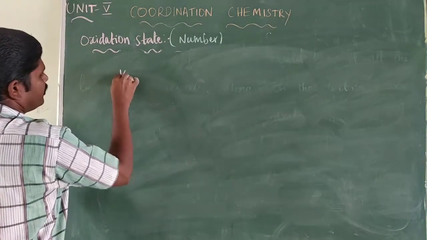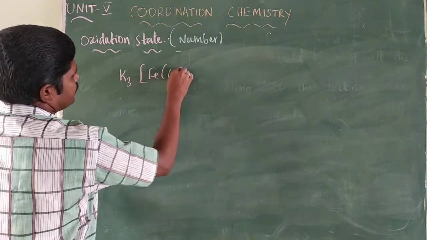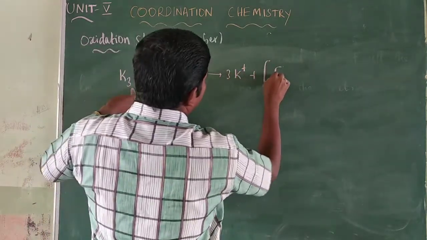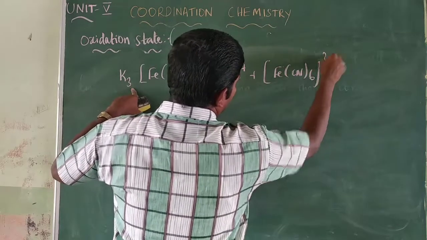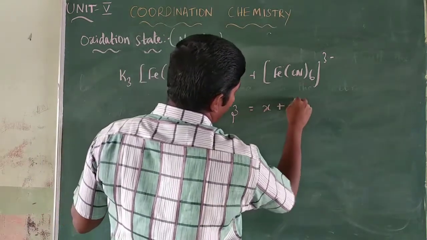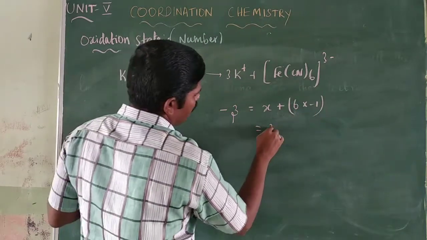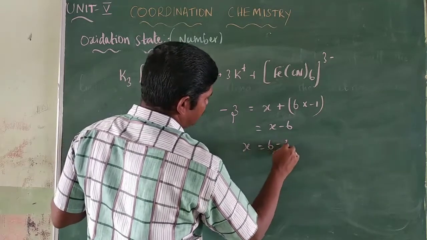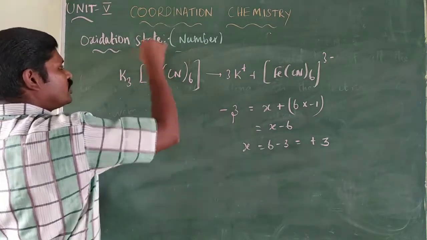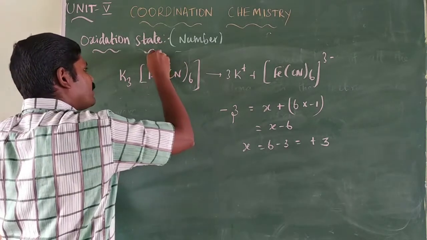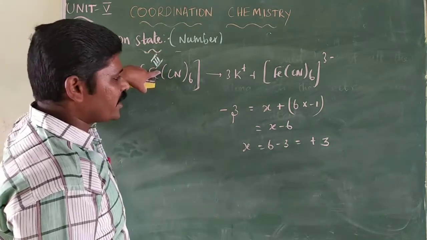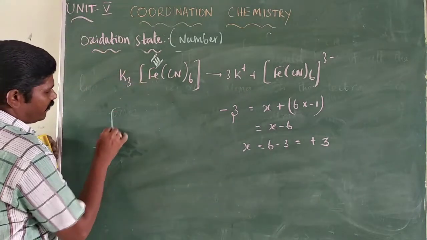Example: K3[Fe(CN)6]. So 3 K plus, and [Fe(CN)6] 3 minus. So net charge minus 3 is equal to X plus number of ligands 6 into minus 1, the charge on the ligand. So X minus 6. So X is equal to 6 minus 3, which is plus 3. So the oxidation number of the central metal atom is 3. It is represented by a Roman numeral. Students, the oxidation number is written in Roman numerals.